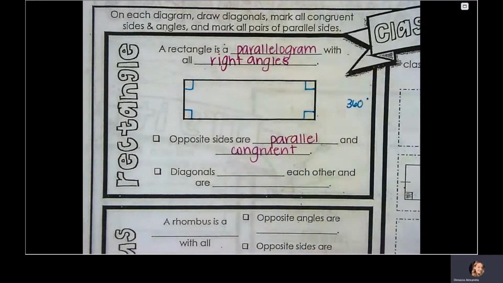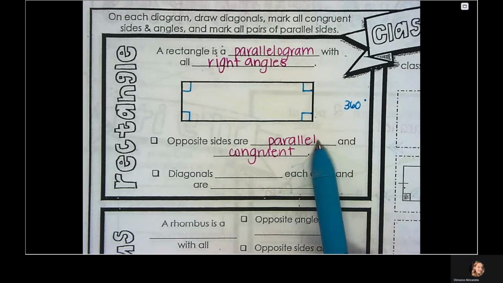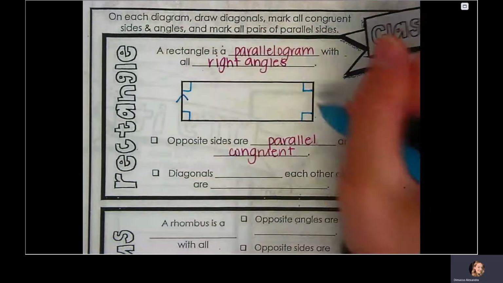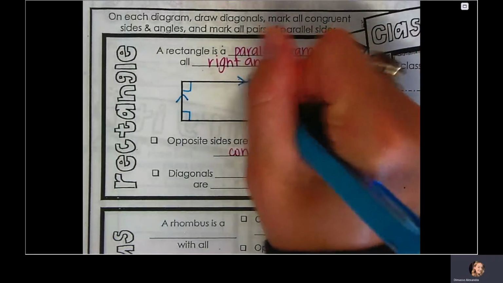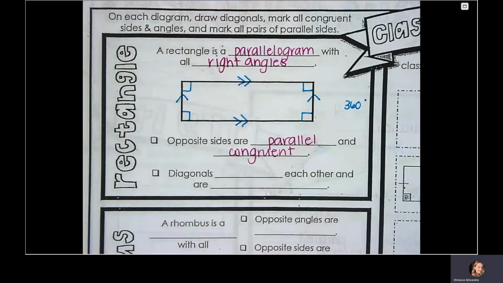Parallel and congruent, and I need to mark them in my picture. So what's the marking for parallel? Flip back if you need to. Arrows. Good. So I'm going to do one pair of arrows and then two pair of arrows. Doesn't matter which one you put where. I just put the two at the top and the bottom because I had more space there. Okay, that shows they're parallel.